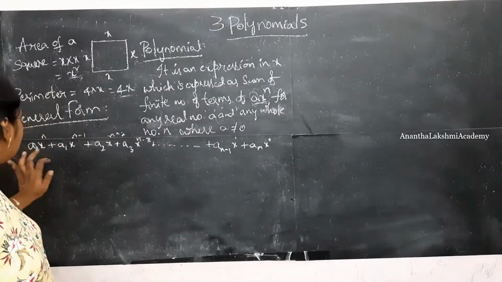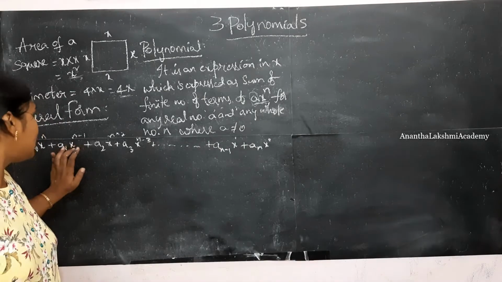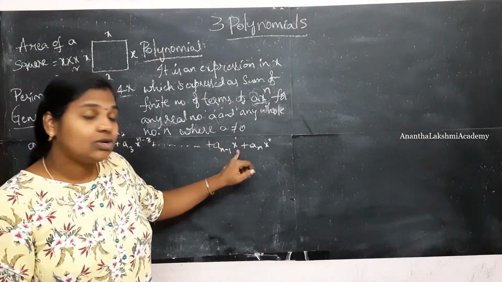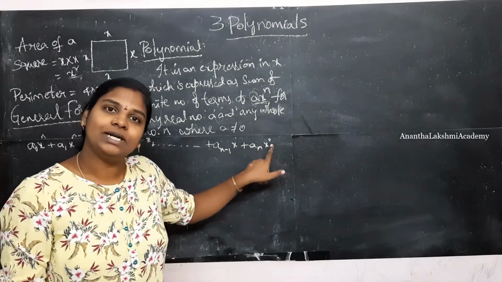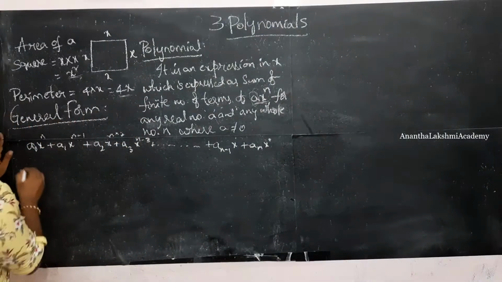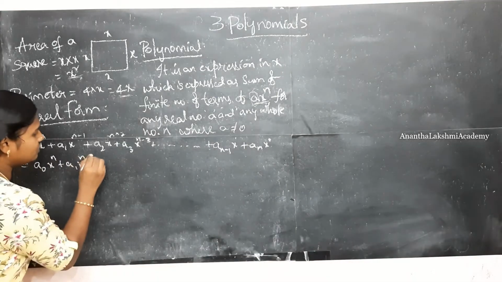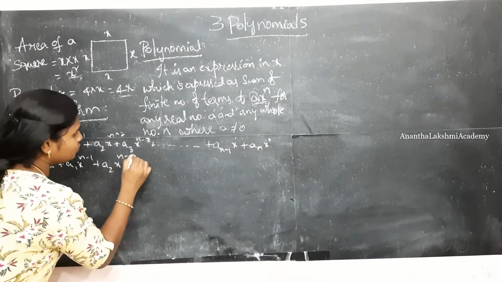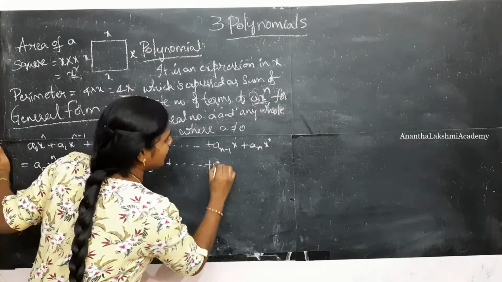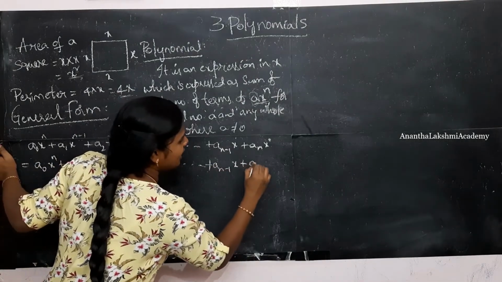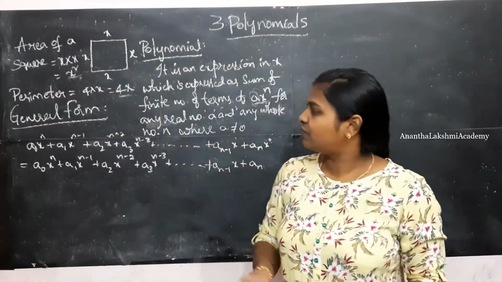If you see here, the power of x at the beginning is the maximum power, and it keeps dropping by 1: n minus 1, n minus 2, n minus 3, and in the last two terms it becomes x power 1, and for the last term x power 0, which is nothing but 1. If I rewrite the same statement, it becomes a naught x power n plus a1 x power n minus 1 plus a2 x power n minus 2 plus a3 x power n minus 3 plus, and so on, plus an minus 1 into x plus an, since x power 0 is 1. This is the generalized form of a polynomial.